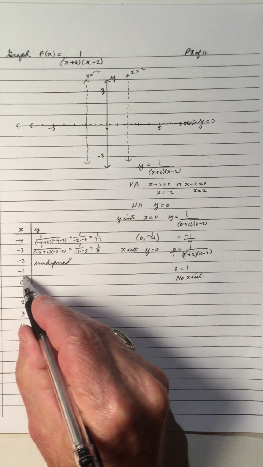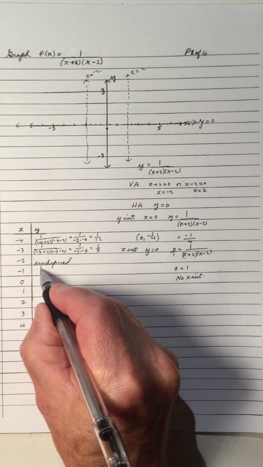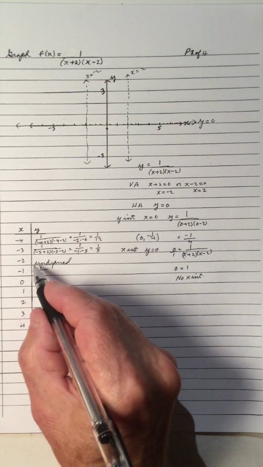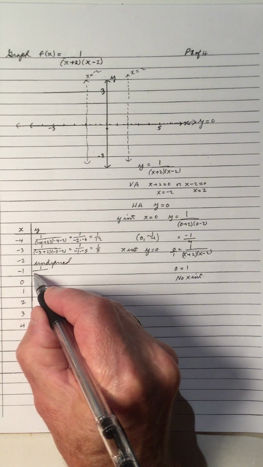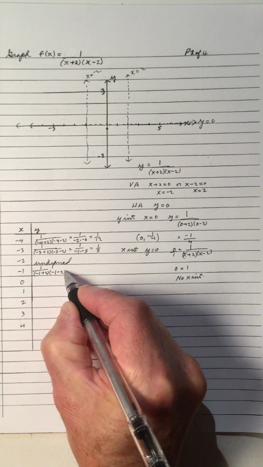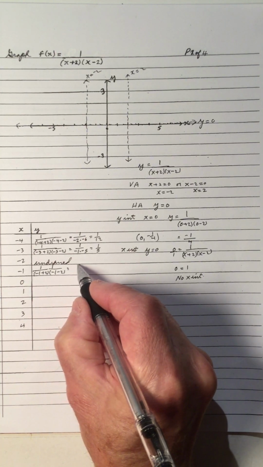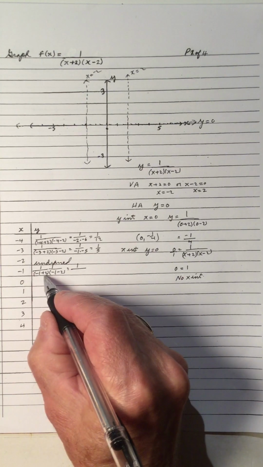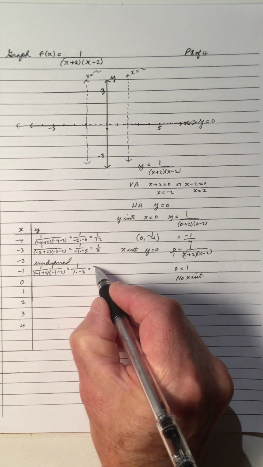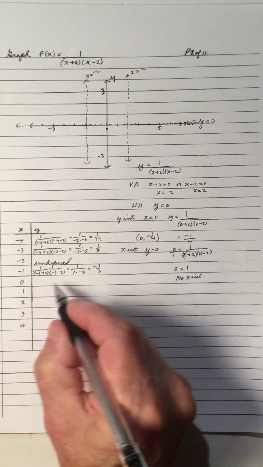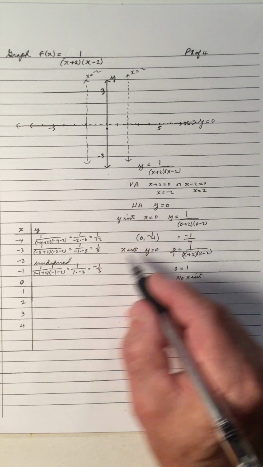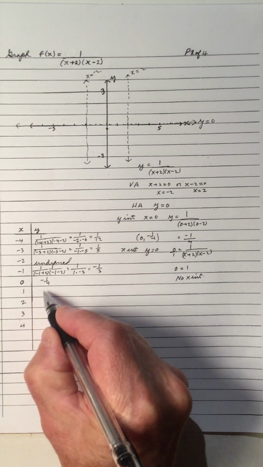Okay, and let's put a negative 1 in, so it's 1 over (negative 1 plus 2)(negative 1 minus 2), and that gives us 1 over 1 times negative 3, so that gives us negative 1/3. Now we'll put 0 in. We already know what 0 is because we worked it out, so that's negative 1/4.